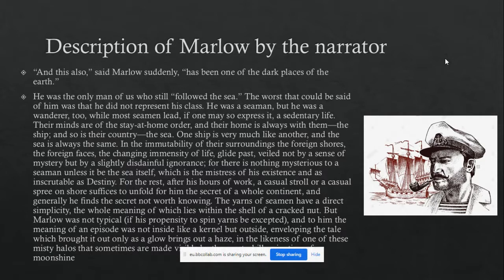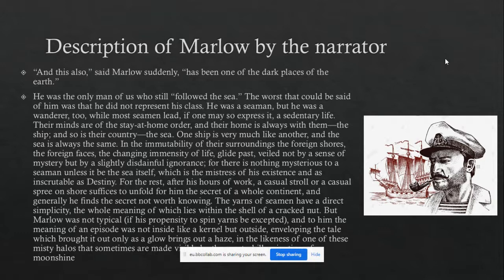So what we're starting with here is that Marlow is being compared to other seamen. Unlike his colleagues and his crewmates, instead of being a straightforward, normal sea mate who is always committed to the sea, he is an adventurer. He is interested in more than just being on the sea with his crewmates and on the boat. What he's interested in is the foreign faces, foreign lands, different cultures. He wants to engage with people who are not the same as himself.